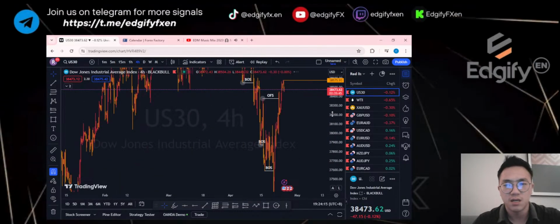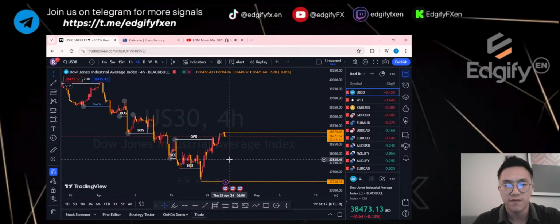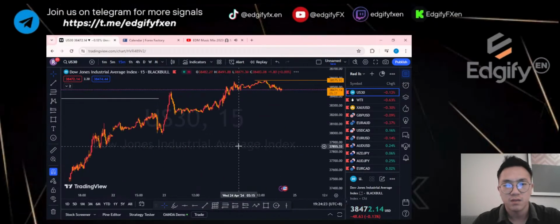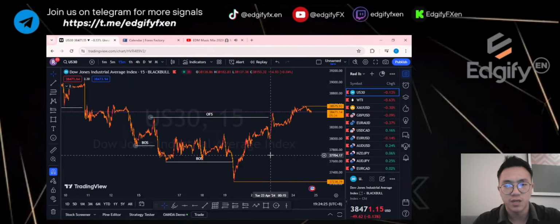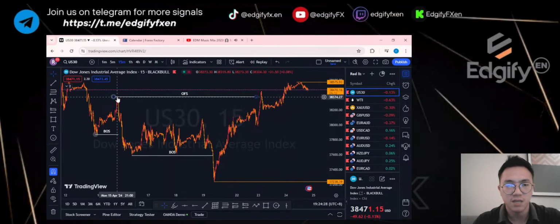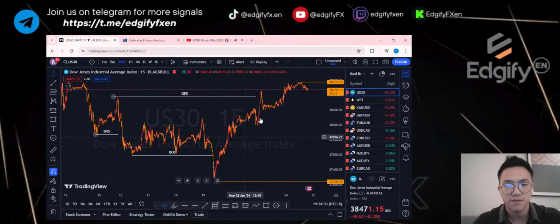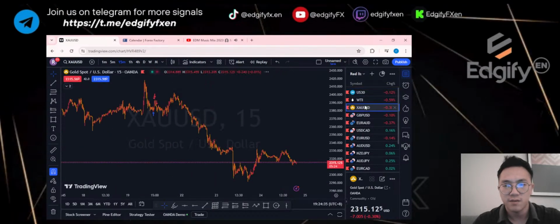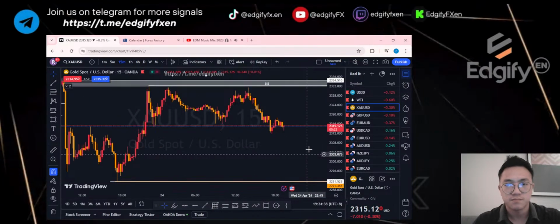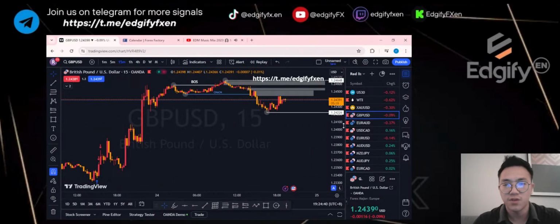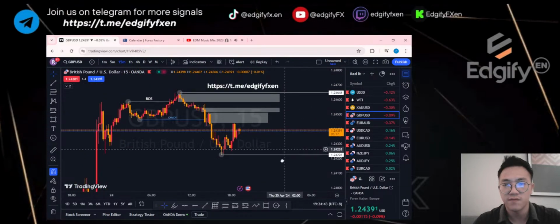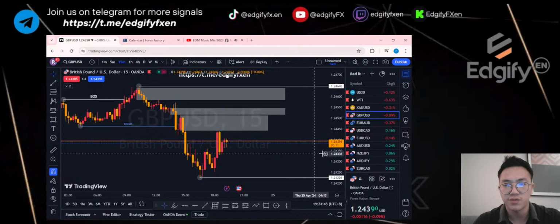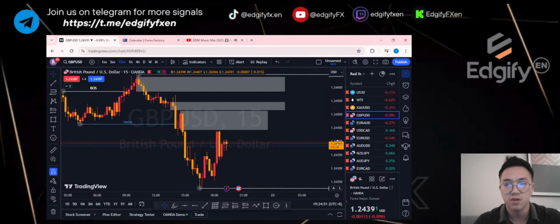Okay, US 30, we are buying it because we have a break here. We need this to retrace on the hour 4. On the 15, it's also a buy momentum because it's the same as the hour 4. This one breaks above, so this one is going up. So we need this to retrace before we can start buying. For now, I think we can just focus on GBP USD because this one we might be able to take an entry if it gives us what we are looking for.